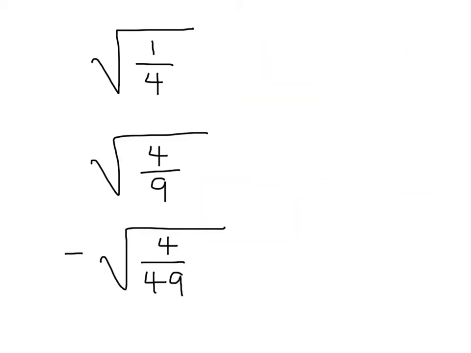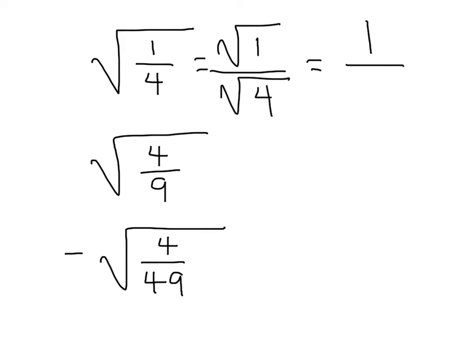All right, so here's some more examples. Notice this time, though, that we have fractions inside the root symbol. Whenever you have fractions inside the root symbol, you can take the root of the numerator and the root of the denominator separately. So the square root of 1/4, we can write that as the square root of 1 over the square root of 4. And the square root of 1 would equal 1, and the square root of 4 would equal 2. So 1/2 is our answer.